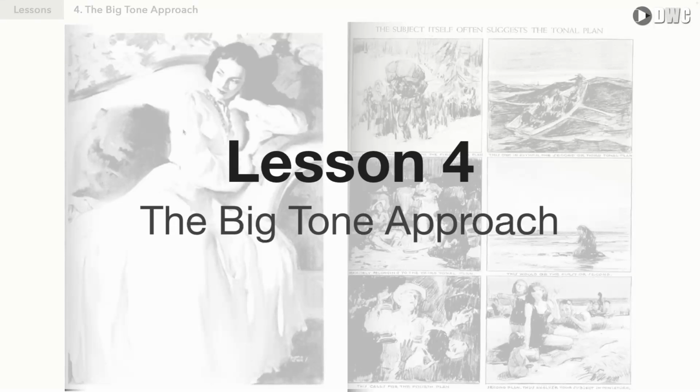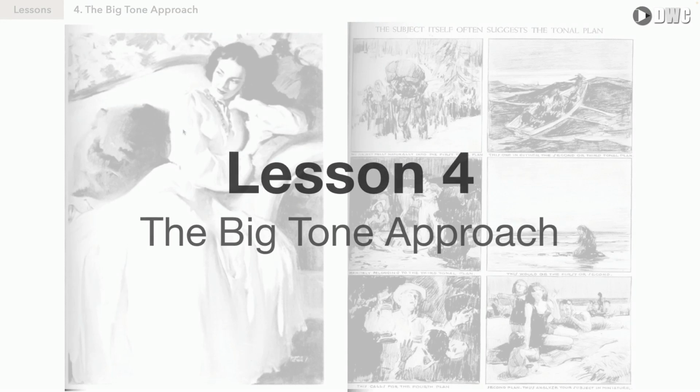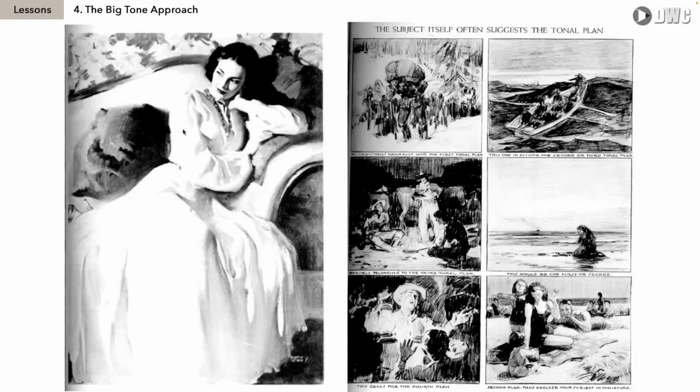And lesson number 4, the big tone approach. What is the big tone approach? Now, this book, Creative Illustration, like I said, covers so many topics: line, figure drawing, head drawing, color, and also, of course, any composition book, any illustration book worth its salt must talk about value. And of course, the great Loomis talks about tonal composition, value composition.